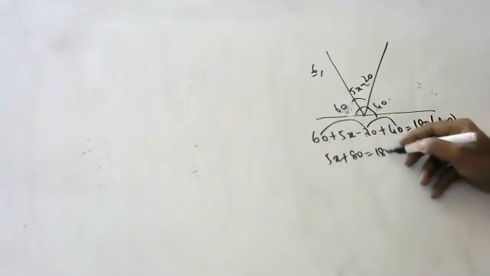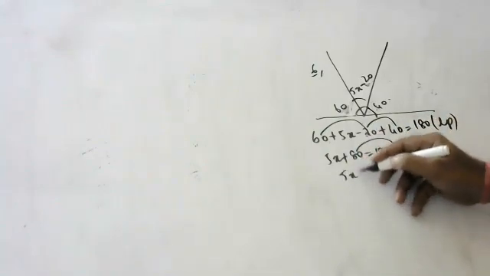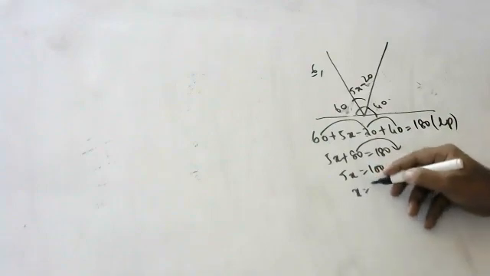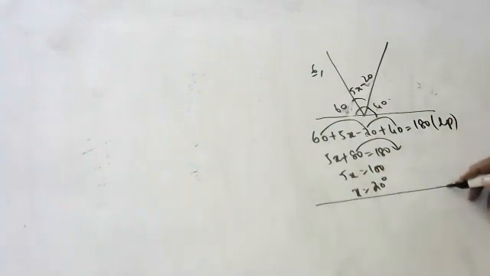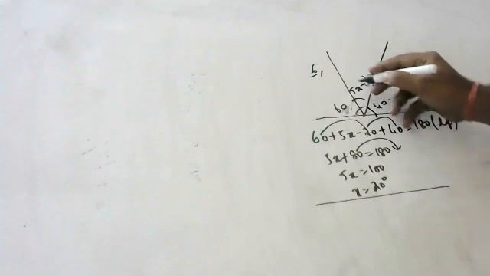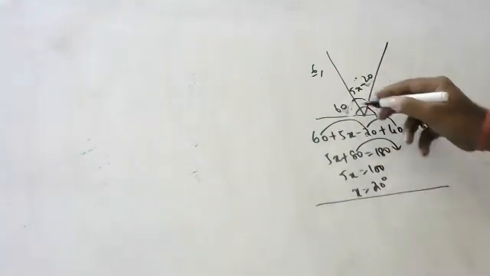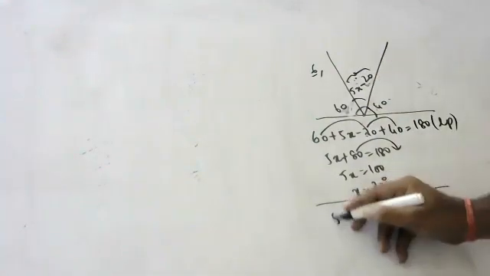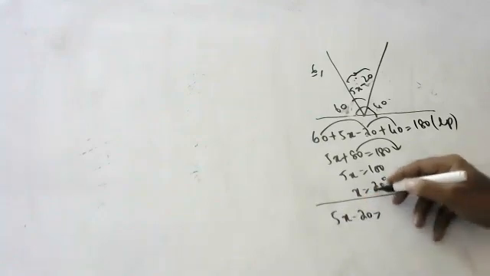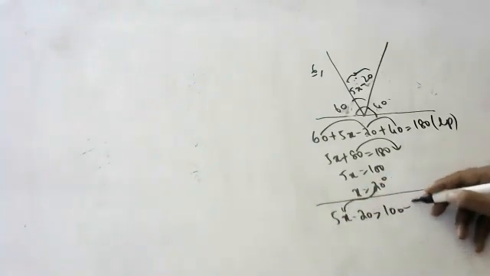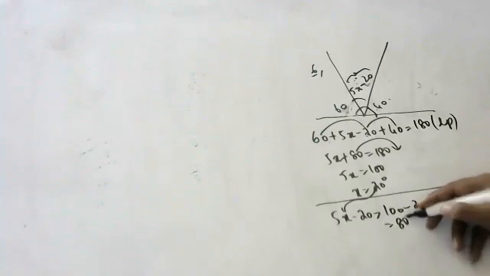5x plus 80 is equal to 180. 5x is equal to 180 minus 80. 5x is equal to 100. x is equal to 100 by 5, x is equal to 20. So this is 60. How much will this be? 5x minus 20 means how much? 5 into 20 is 100, 100 minus 20 is 80. 80.